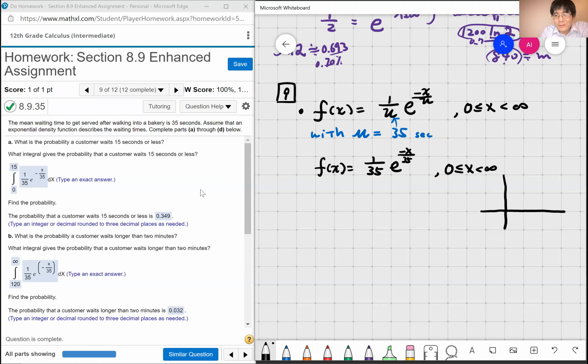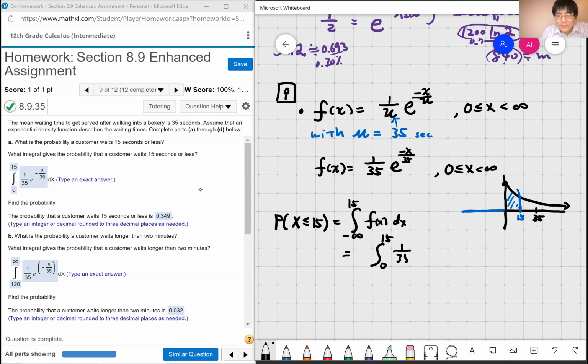Remember that this model looks like this, and the average is 35. We need to find the probability that the customer waits for 15 seconds or less. So the probability that the random variable x is below 15 is equal to the integral from negative infinity through 15 of the function. But from negative infinity to 0 is just 0, so we can ignore that part. So this is basically 0 through 15 of the function. We are going to integrate.